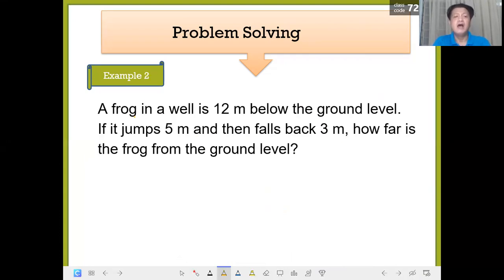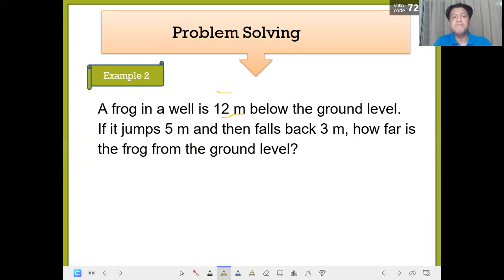Okay, another one. A frog in a well is 12 meters below the ground level. If it jumps 5 meters and then falls back 3 meters, how far is the frog from the ground level? Let's analyze. The frog in the well, in the water, is 12 meters below. When we say below, it means downward. Remember our vertical number line, vertical means standing upright. So below is negative.